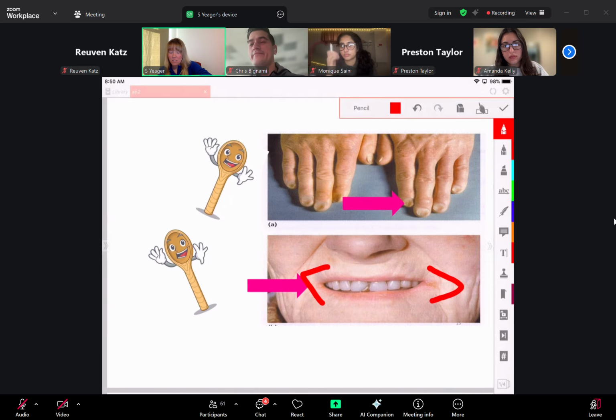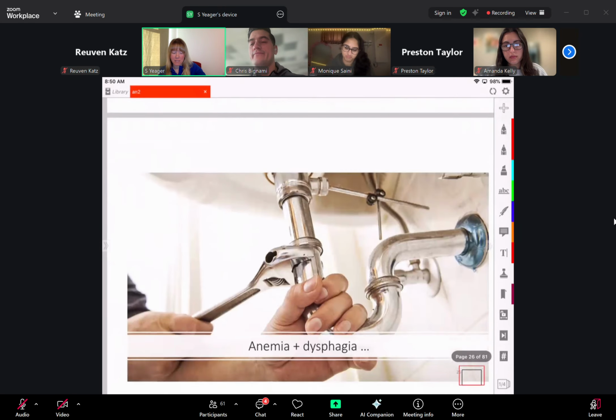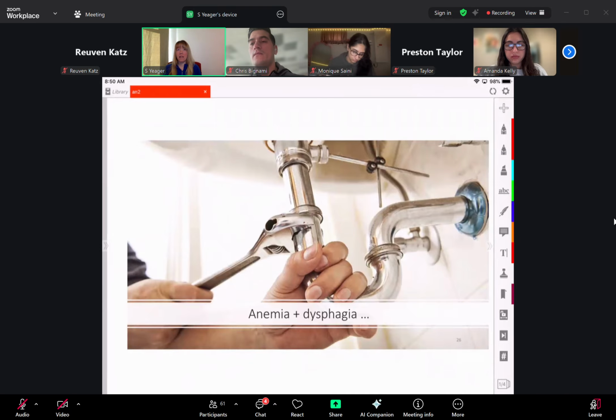Okay. Yeah. So this is angular cheilitis, as you guys mentioned. So this is another one. I think GI is this semester for you guys, so you'll probably talk about this there as well. But when you have anemia and dysphagia, so you have a patient with iron deficiency anemia, they have trouble swallowing. What are you worried about there? What kind of goes with that picture? Yeah, they'll have those esophageal webs, and that's called Plummer-Vinson syndrome.